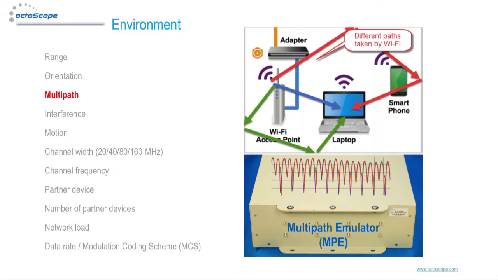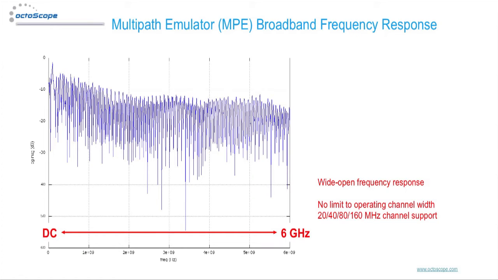The octoBox multipath emulator, or MPE, accurately models multipath. The MPE is completely broadband with a power delay profile matching that of the IEEE 802.11 model of a typical house. The broadband nature of the octoBox multipath emulator allows you to run multi-channel system tests and to validate automated channel adaptation algorithms, something that would be impossible using a traditional fader that only supports one channel at a time.